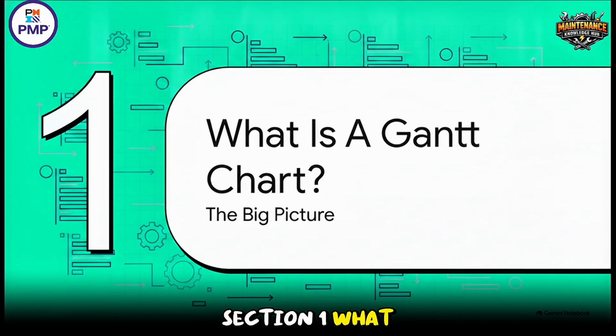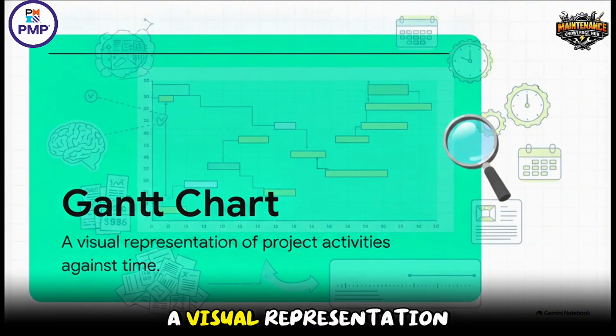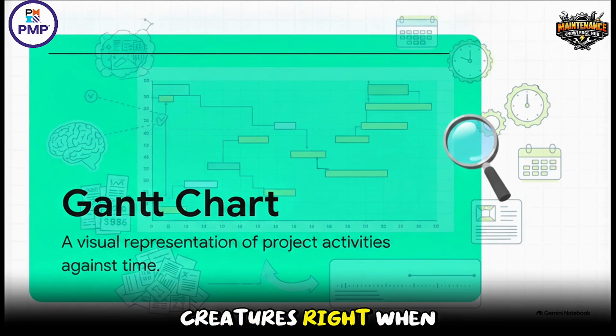Section 1. What is a Gantt chart? The big picture. So, at its core, a Gantt chart is just a visual representation of project activities plotted against time. But think about how profound that simple definition actually is. I mean, we are incredibly visual creatures, right? When we stare at a list of dates on a piece of paper, our brains have to work seriously hard to crunch the math and visualize overlapping schedules. Well, a Gantt chart does all that heavy lifting for us.